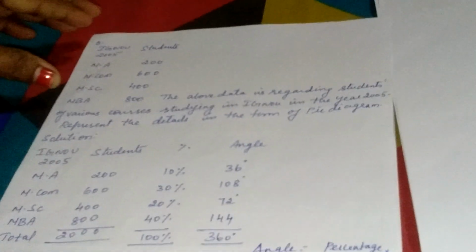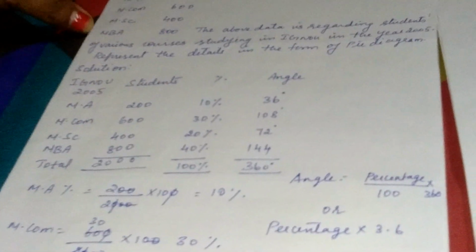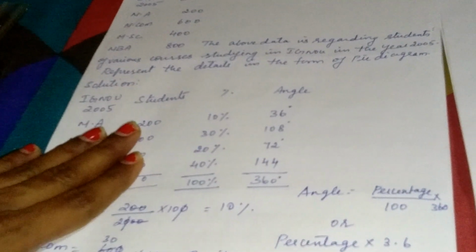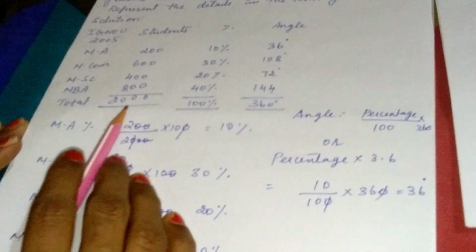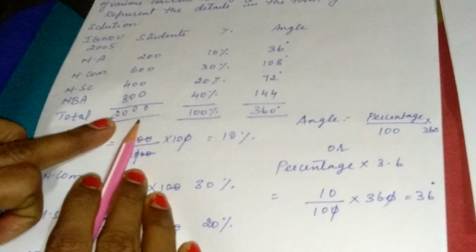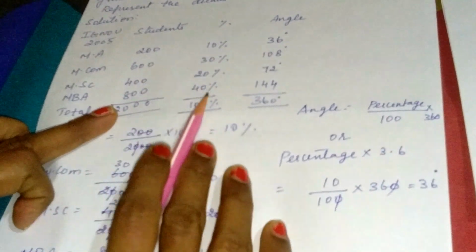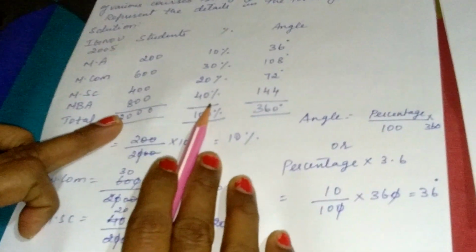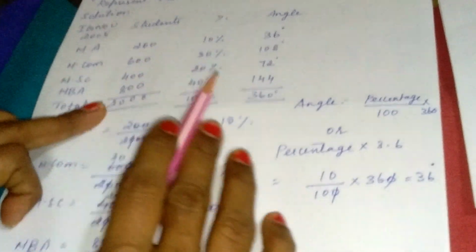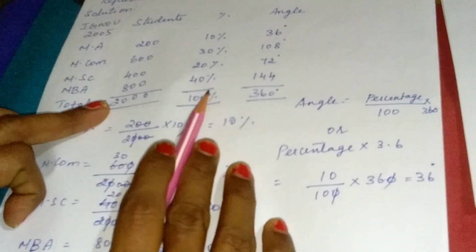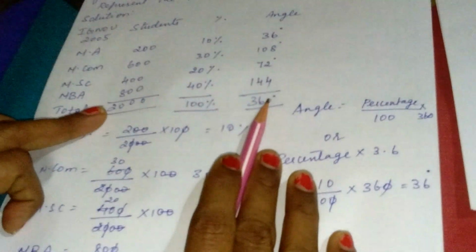Now, how we will do the solution is, again, we are going to write the same problem that is being given. After that, you have to find out the total as the first step. After finding out the total, you have to see whether the percentage is given or not in the problem. If the percentage is not given, you will find out the percentage, and that percentage will be converted into angle in order to draw the pie diagram.